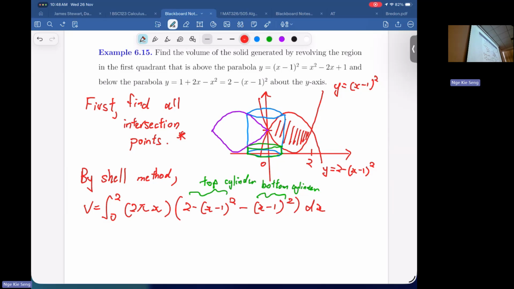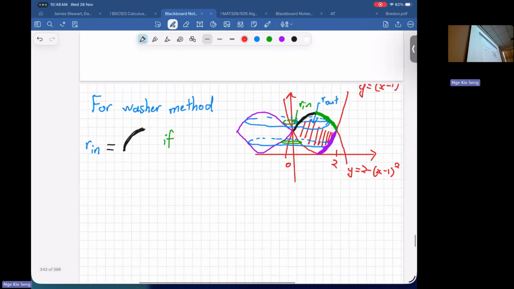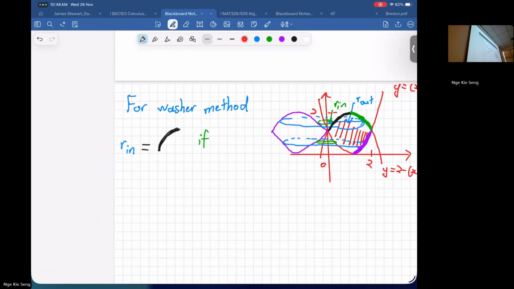So the maximum point here is actually 2, if you can find it. And then the intersection point here is 1 and 0. Okay, so we split into basically these two parts: 1 to 2 and then 0 to 1. If y is in between 1 to 2, R in is the black part. If y is in between 0 to 1, then your R in is the red part.